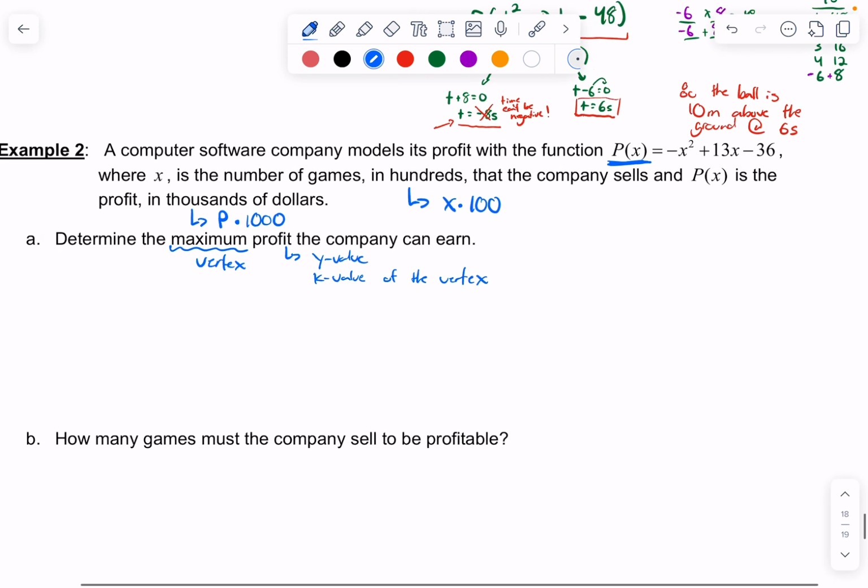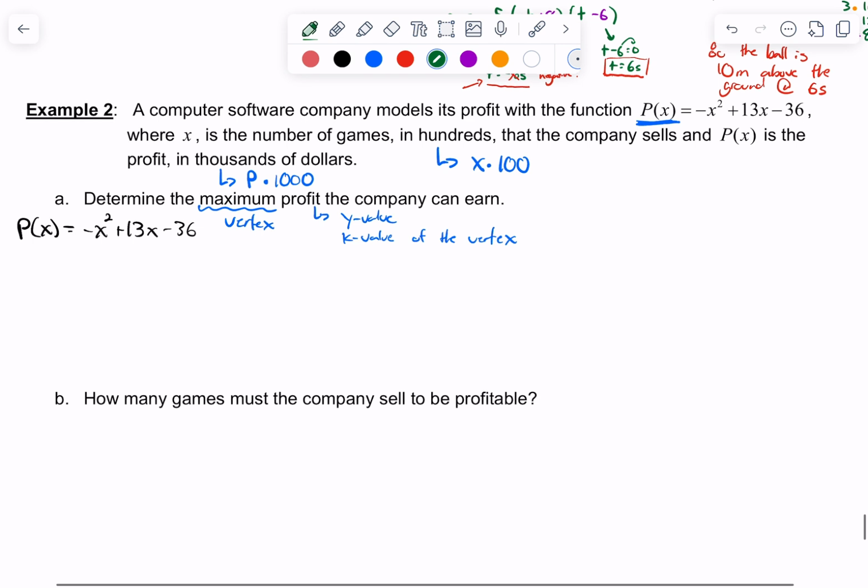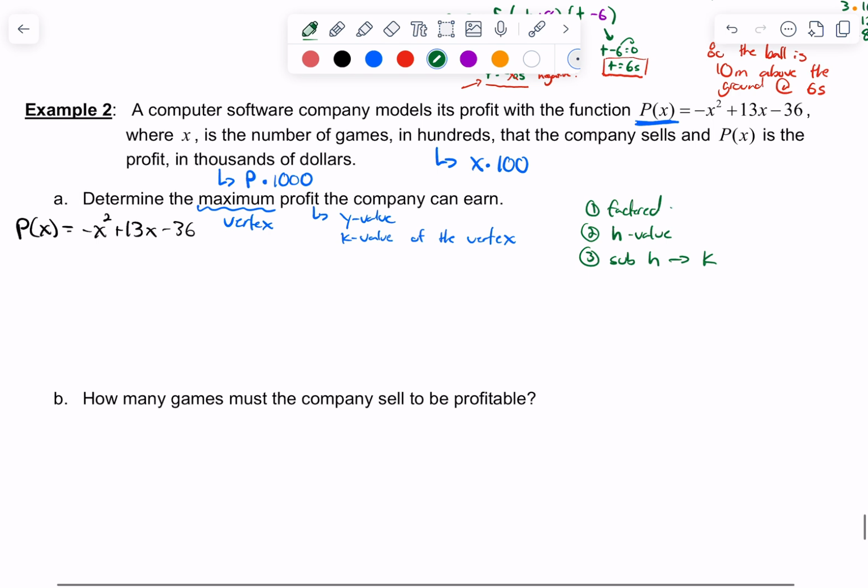Well, we kind of have to take this standard form equation, P of x equals minus x squared plus 13x minus 36. This is in standard form here. So big picture, what do we need to do? We need to first get this into factored form. Then we need to find the h value. Then sub h to find k. And the reason you do this is because remember the h value is the halfway point between your x-intercepts.